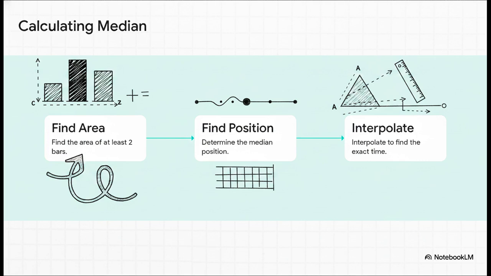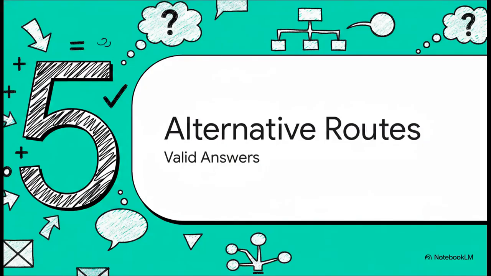First, you calculate the area of at least 2 bars to prove you actually understand the histogram scale. Second, you mathematically lock down the median's position within those 43 students. And finally, third, you use interpolation to pinpoint the exact estimated time. Let's break down the alternative valid answers.